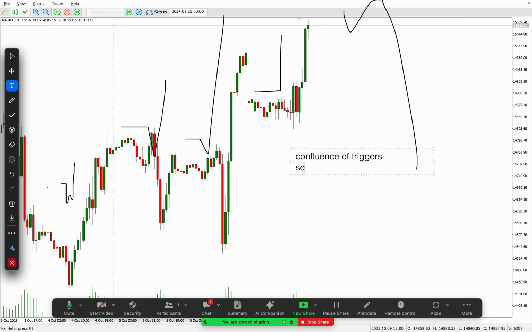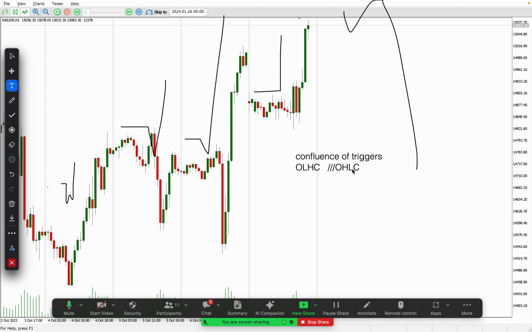Correct. So I would like to know what are the confluences. What are the things that you look at as confluences? What are the metrics? That is a good question. Initially today I spoke about an OLHC. In this case, I'm looking for an open, a low, a high, and a close. Since it's an uptrend, if this were a downtrend, I would be looking for an open, a high, a low, and a close.